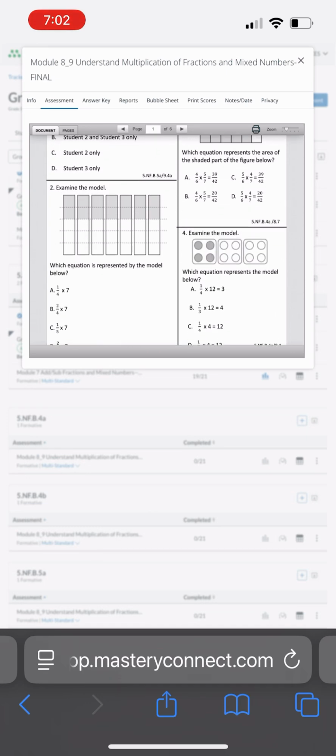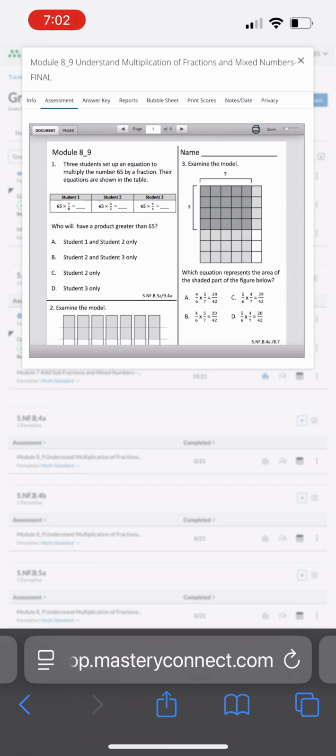Three students set up an equation to multiply the number 65 by a fraction. Their equations are shown in the table. Student 1, 65 times 7/8. Student 2, 65 times 3/2. Student 3, 65 times 4/4. Who will have a product greater than 65?